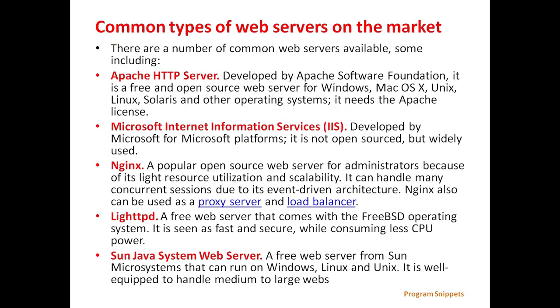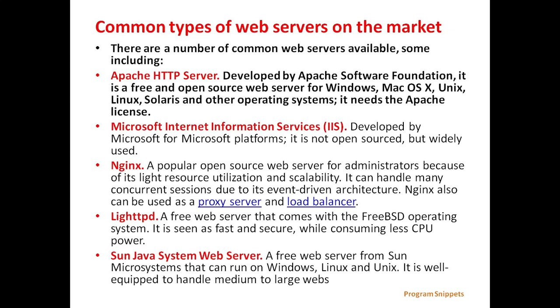Common types of web servers which are available in the market are Apache HTTP server, which is developed by the Apache Software Foundation. It is a free and open source web server for Windows, Mac OS, Unix, Linux and other operating systems. It needs the Apache license. Microsoft Internet Information Services, that is IIS, is developed by Microsoft for Microsoft platforms. It is not open source but widely used.